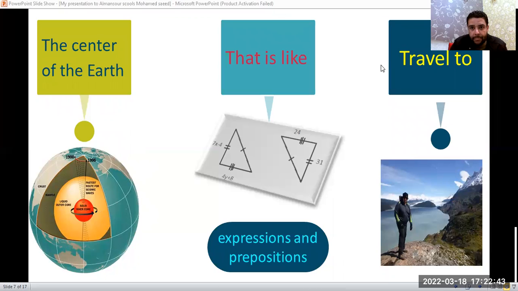Like that, this is a circle. This is the center of the circle. The center: we want to say the middle of the circle and the middle of the earth, the center of the earth. In American accent we say center, and in British accent we say center. So the center, like that. This is a circle, and that is the center of the circle.